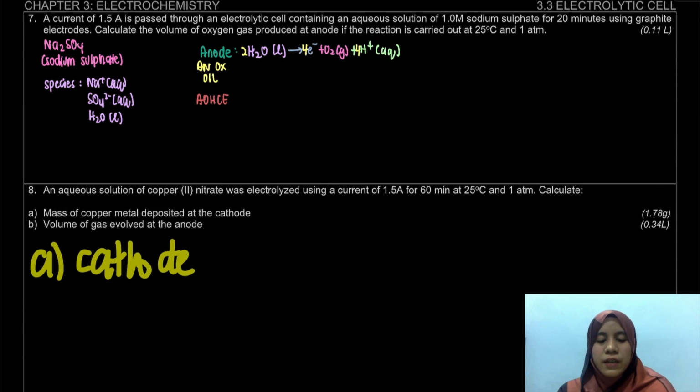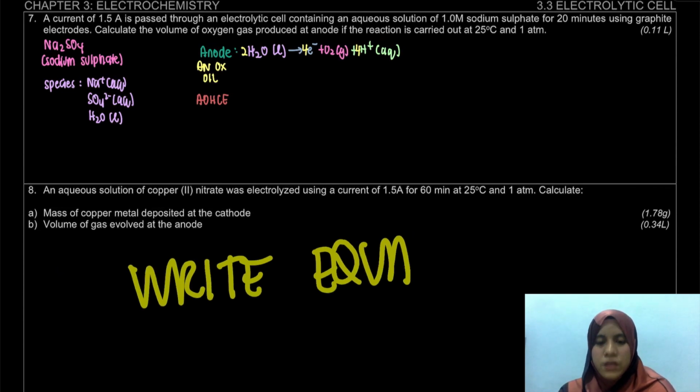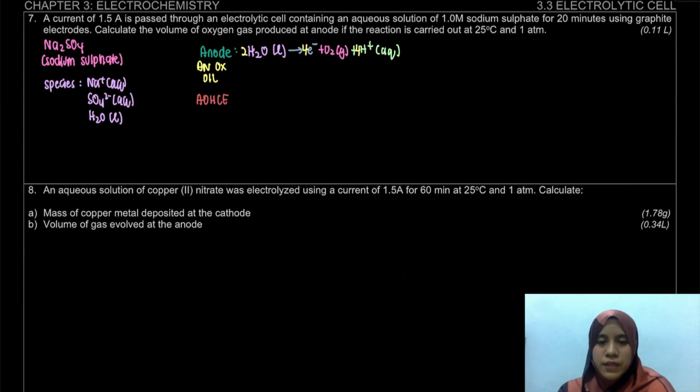Question 8 is different, it has an anode and a cathode. So make sure you write down the equation first. Make sure the equation is balanced. Okay, so that's it, the end of chapter 3.